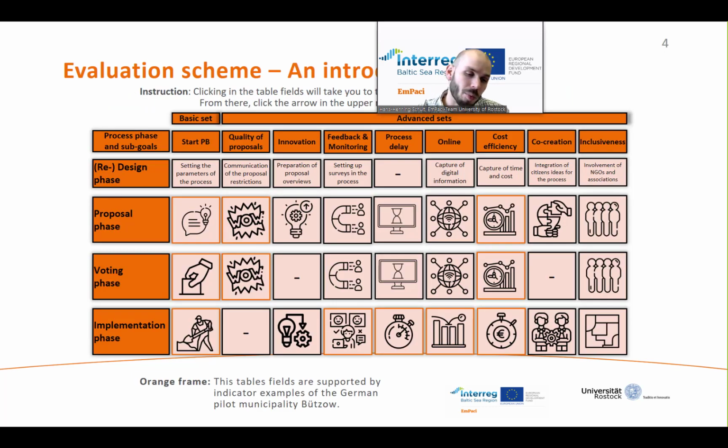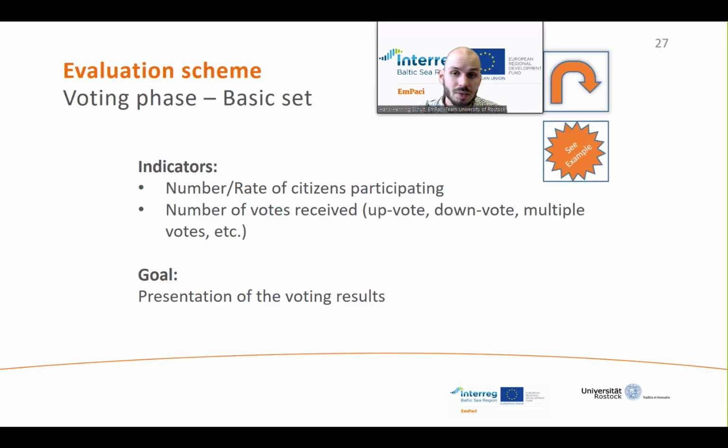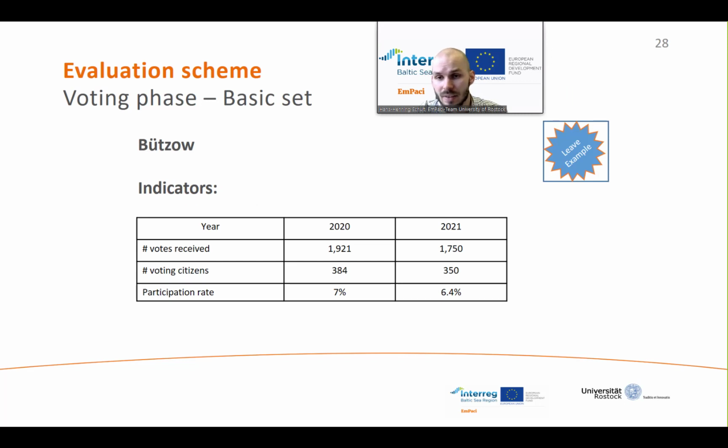From the proposal, we go to the voting. So what is voted, really look at how many votes the citizens cast in the voting phase, and what the numbers of voters and the participation rate are. And here we see that the citizens got more than one vote, so they could distribute their votes to different proposals as they want.